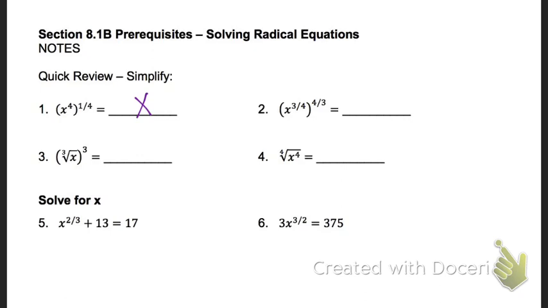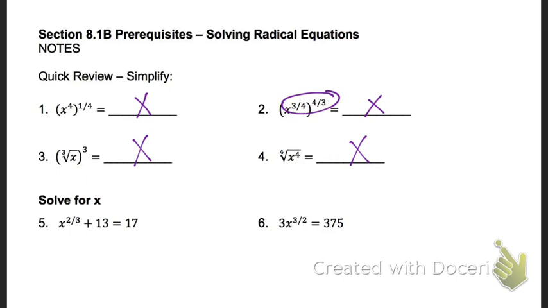Okay, what about number 2? X, because it becomes 12 or 12. Oh, wait. No, it doesn't. Just x, not 1, just x, like x to the first power. Yeah, x. X, good.